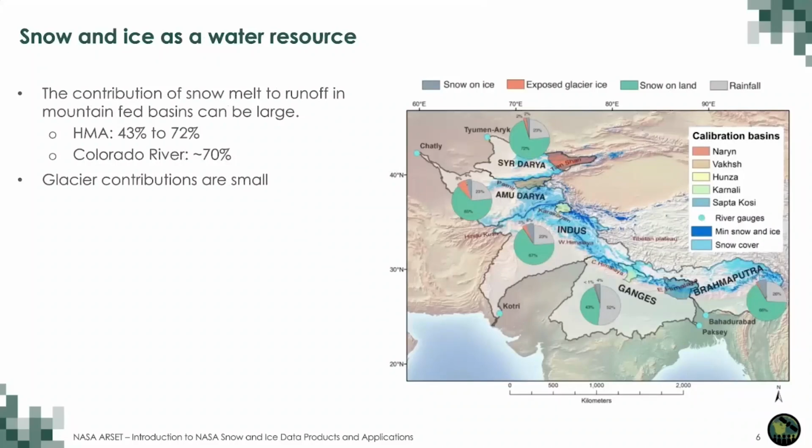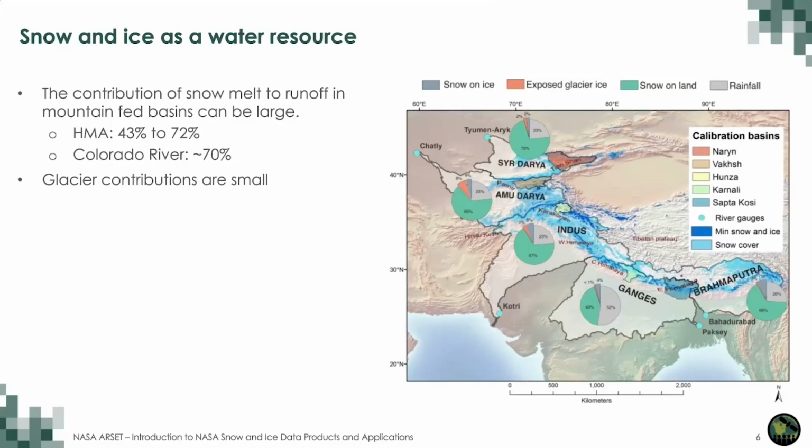So we've seen how it affects timing, but how much water in these basins does snow and ice provide? What I'm showing here is a diagram based on some work done at NSIDC, led by Richard Armstrong and funded by USAID, which shows the contribution of snowmelt and ice melt to runoff for 5 basins in high mountain Asia. And you can see here that snow on land and snow on ice make up a significant, if not the largest portion of runoff contributions in all of these basins.